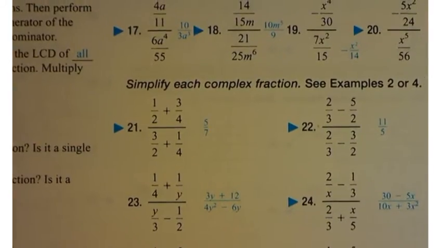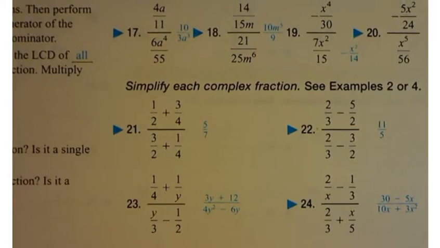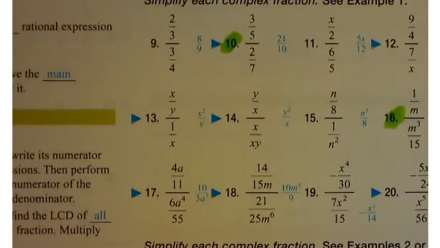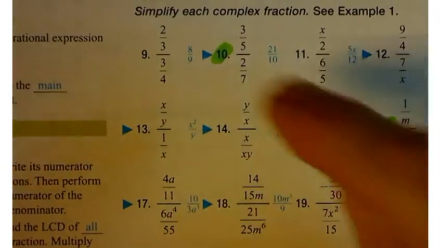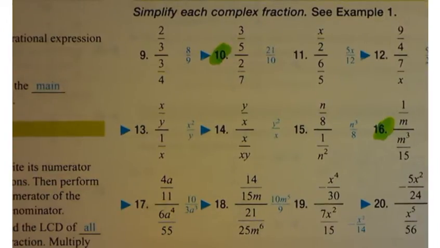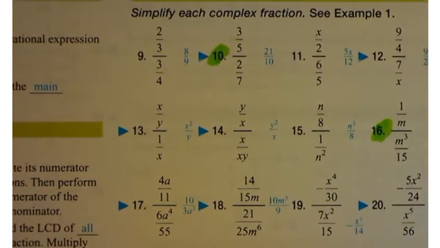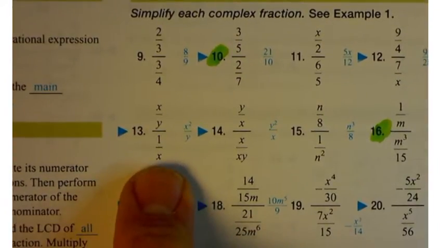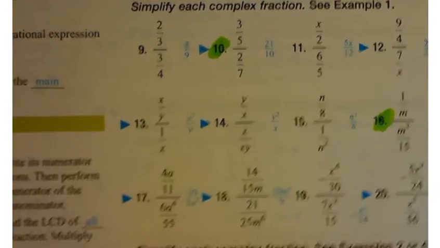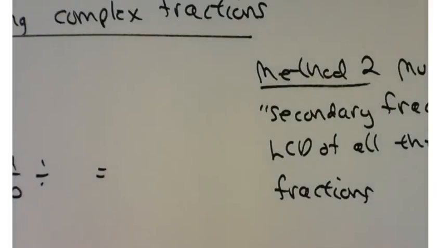Now, how are we going to handle this? Well, there's two ways. The first way is what I call method 1. And it's for when you have something like this, where you have one fraction divided by another fraction. Plain and simple. You don't have anything else going on. You're not adding or subtracting terms in the denominator or in the numerator. It's just a fraction divided by a fraction. So that'll be method 1. Problems 9 through 20 in your book follow along for method 1 very nicely.